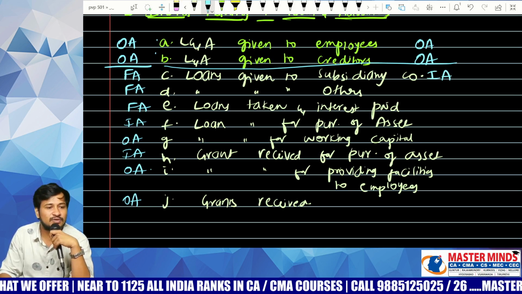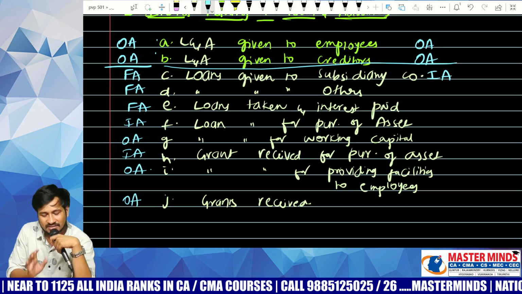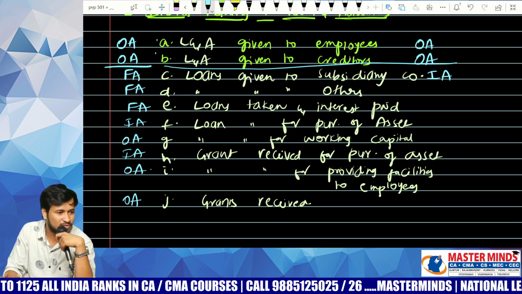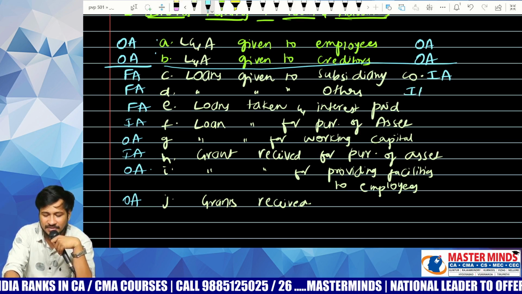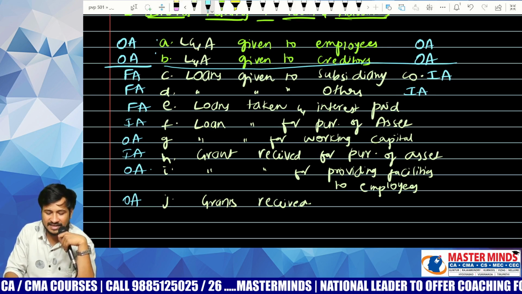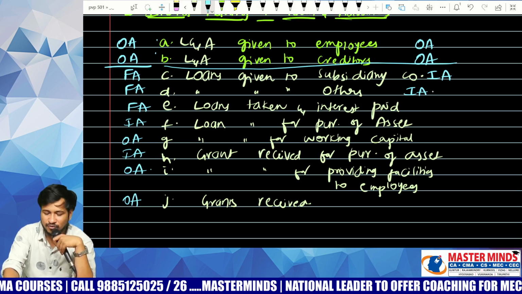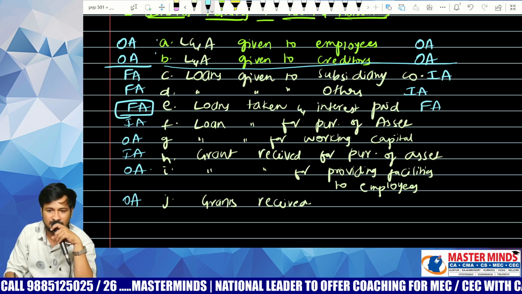And loan given to others. We don't know to whom we have given the loan. And hence, assume even if you have given a loan to others to earn interest from that, again it will become an investing activity. Clear? Now, loans taken and interest paid. Of course, financing activity. This is what you have told as the correct answer.